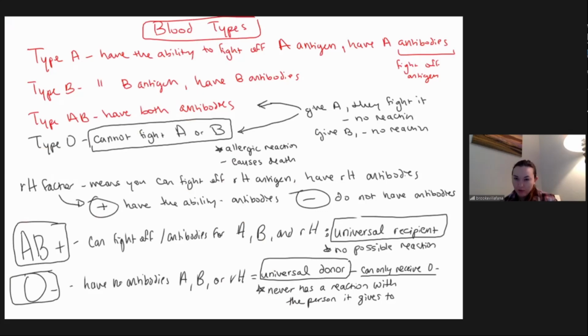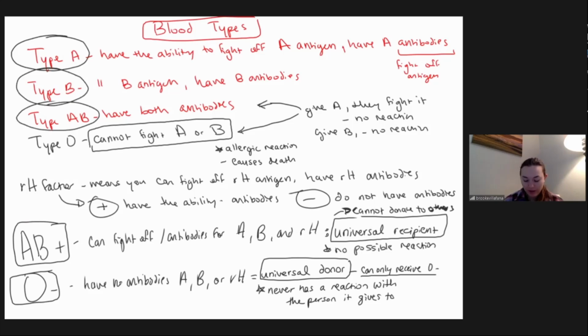Does that make sense? Versus a universal recipient has no possible reaction when they're given blood, but they cannot donate to others because they could form a reaction with someone else's. Hopefully that makes more sense. Sorry, I kind of said it weird, but hopefully that's clear. So you want to be AB positive. That's what you really want to be, unless you're wanting to donate, and then you would want to be O negative. Okay? Just think of what you have the ability to fight, and then you'll be able to think about the AB positive and O negative better.